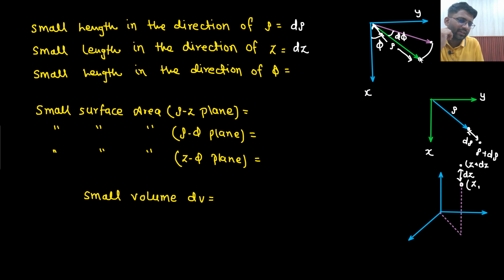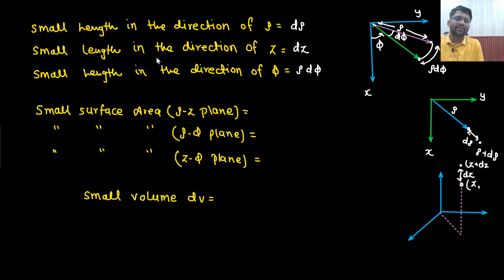So how much will be this radial distance? How do I show this distance? Rho I am not changing. No, rho is the same. I am not moving in the direction of rho. This is also rho only. So how much will be this distance? This distance will be rho d phi.